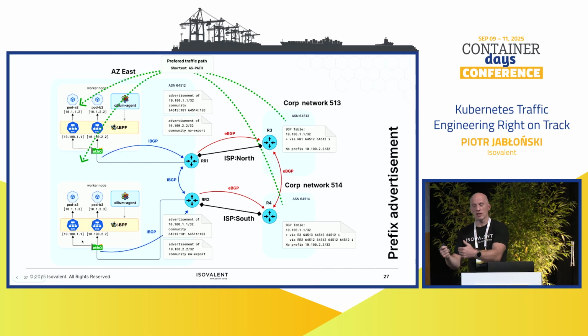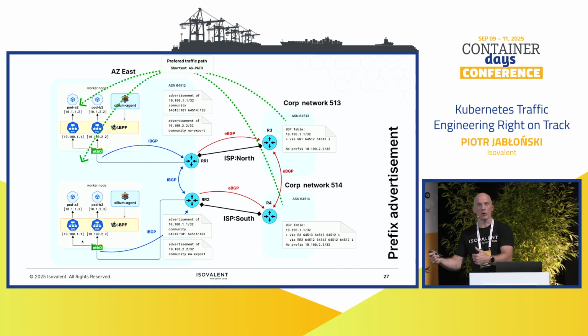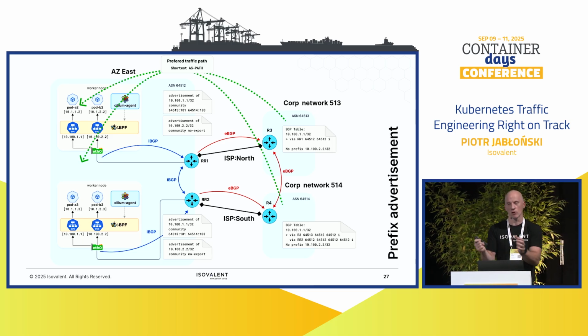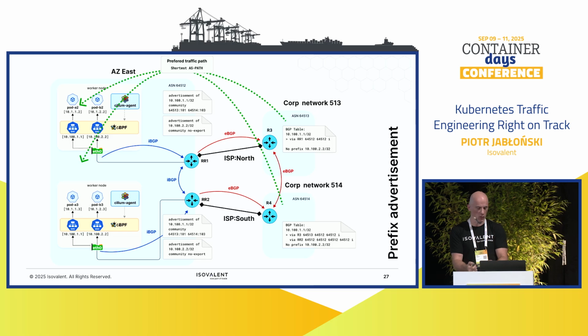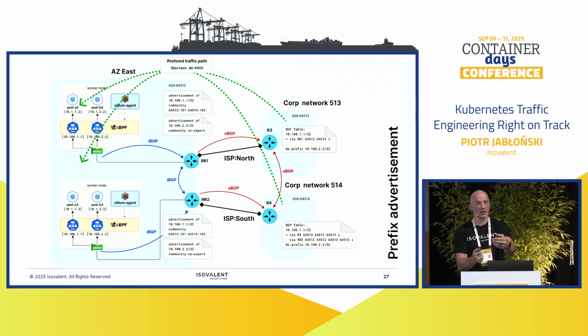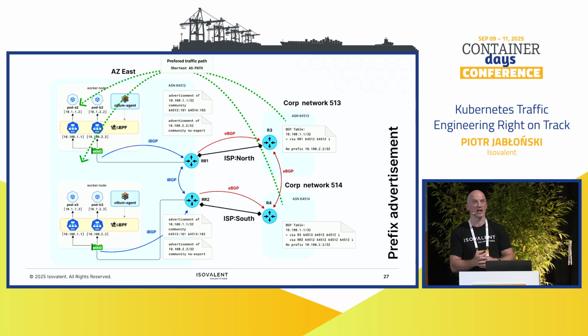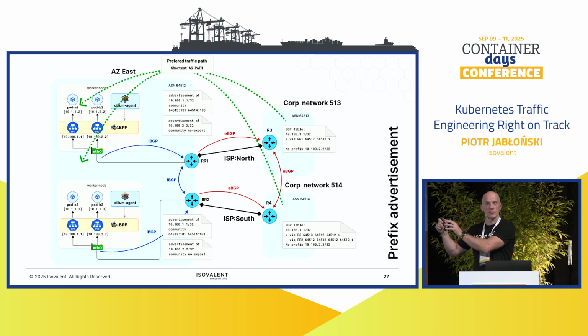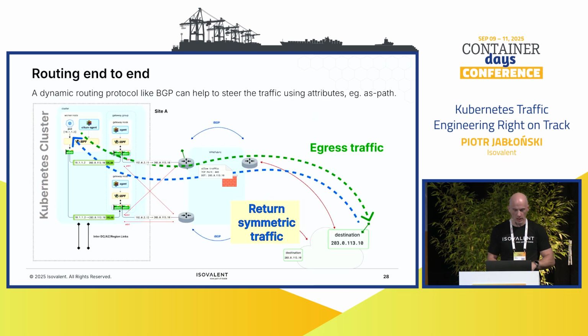So further from Kubernetes, more classical networking comes into play. If you don't want to be engaged in classical networking, of course, stay focused on Kubernetes, advertise your prefixes, and let the networking guys know that this is done. Okay, that's fine. If you want to be involved with traffic engineering end-to-end, unfortunately, you need to also be involved in the classical networking stuff, including BGP.